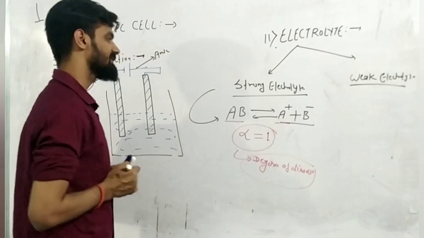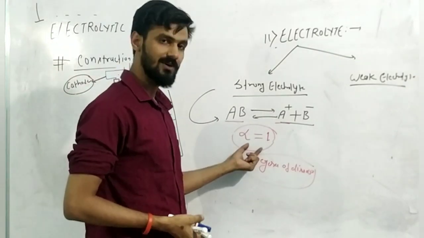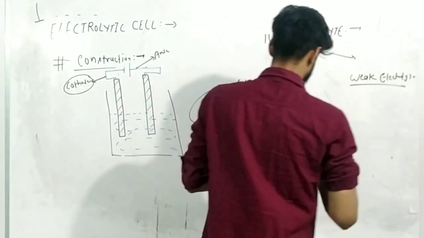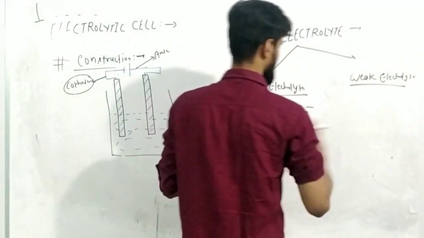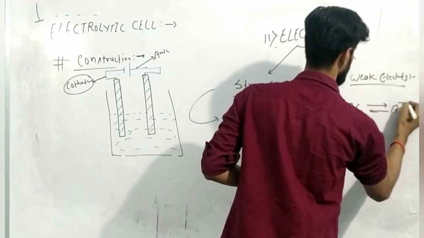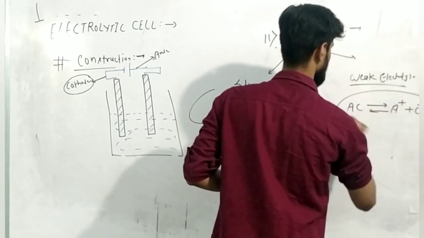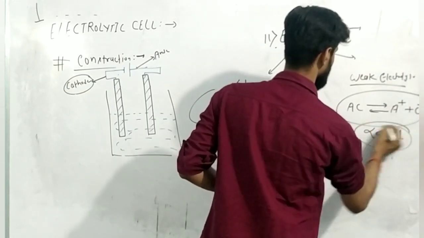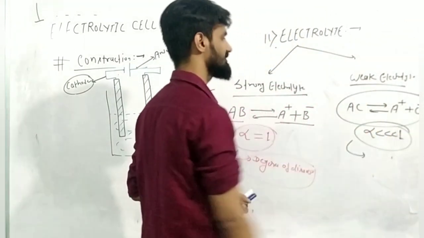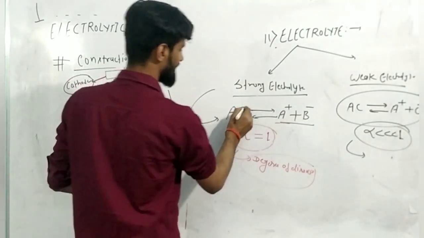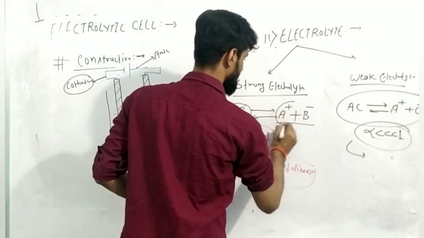If the degree of dissociation for an electrolyte is equal to 1, then that electrolyte will be called a strong electrolyte. Now, for a weak electrolyte, I am just going to take another example, AC, which is going to dissociate into A plus and C minus. If alpha for this electrolyte is very much less than 1, then this electrolyte will be called a weak electrolyte. So if you see, a strong electrolyte is getting dissociated into A plus and B minus.